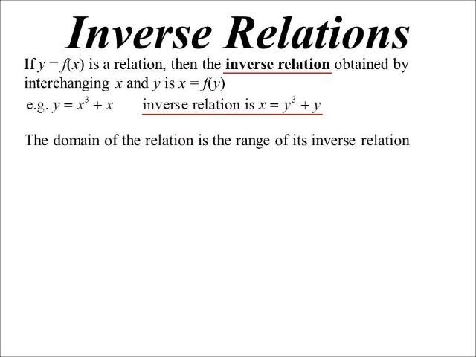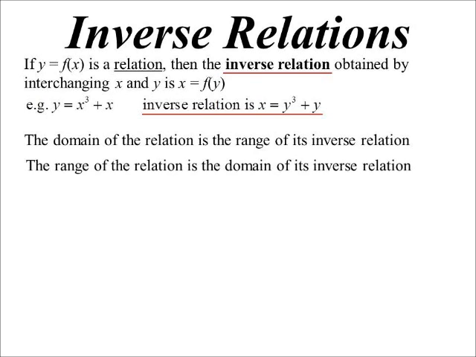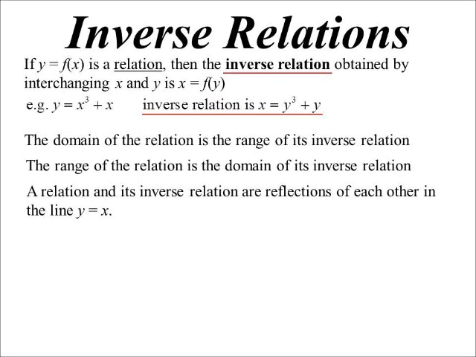The domain of the relation becomes the range of the inverse relation because we've swapped the x and the y's around. And vice versa, the range of the relation becomes the domain of the inverse relation. If you were to draw both curves on the same graph, you would find they have symmetry around y equals x, so they would reflect onto each other.